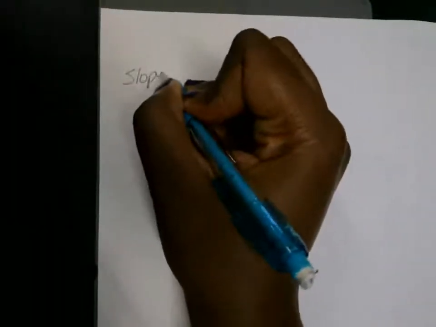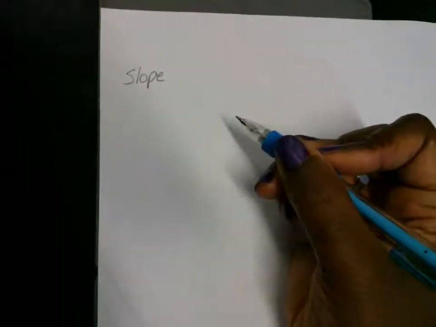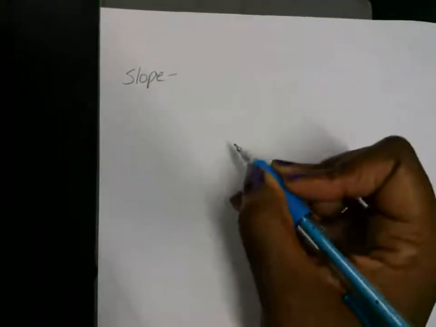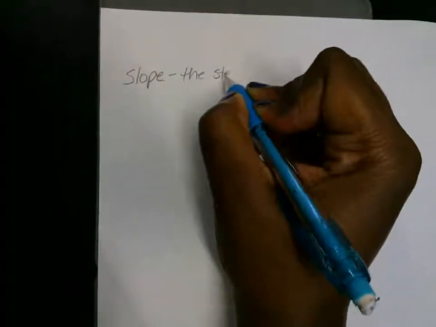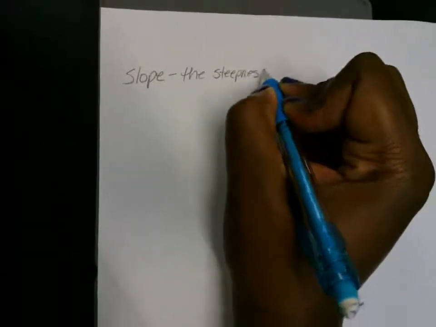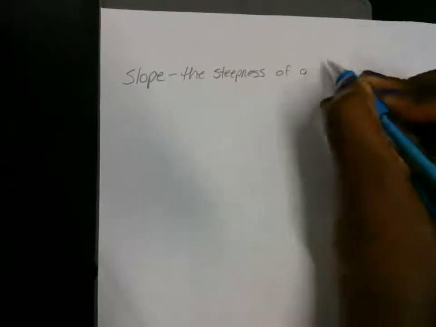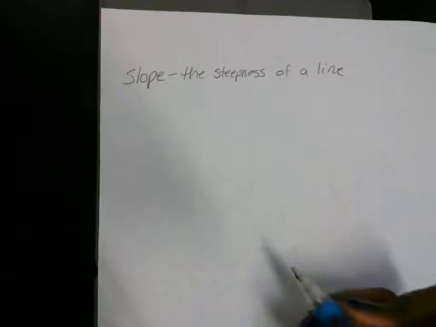Okay. All right. Slope. Some people have asked me about slope. We hadn't gotten to slope yet, but I'm going to answer their question. The definition for slope is the steepness of a line. It's how steep the line actually is.